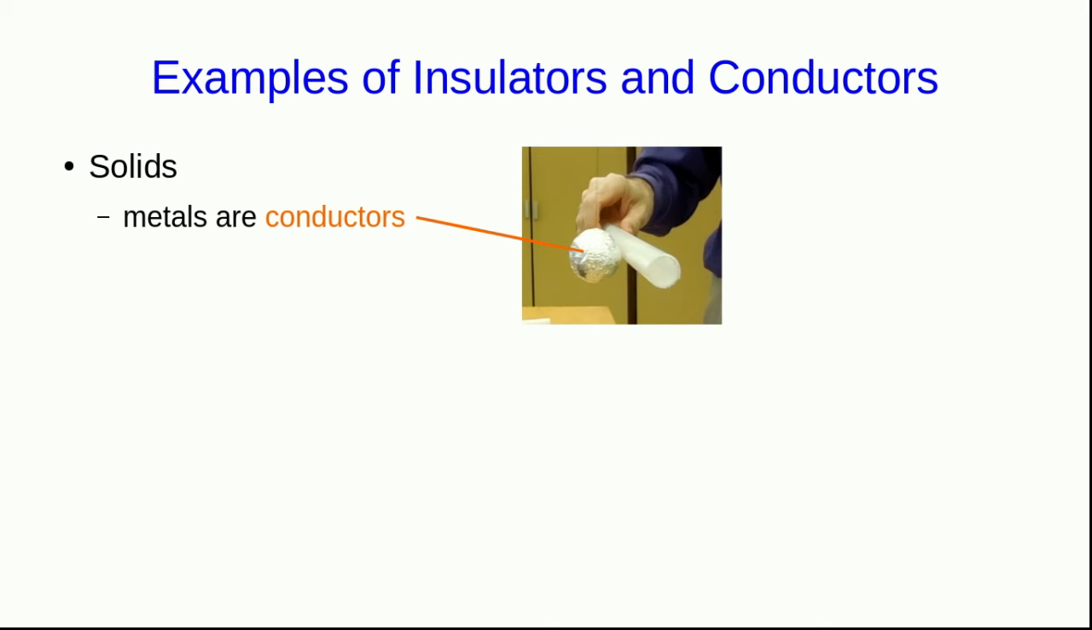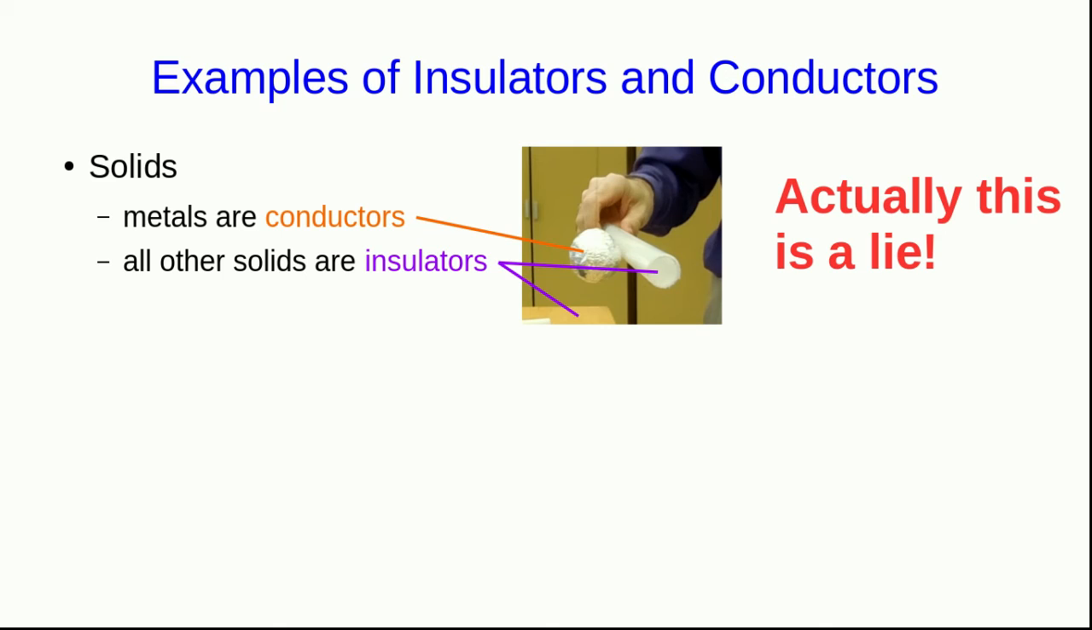Whether an object is an insulator or a conductor is a property of the materials it's made out of. Among solids, metals are conductors, such as the aluminum in the aluminum foil covering the ping pong ball. All other solids are insulators. Well, actually, that's kind of a lie. Pretty much all metals are good conductors to one extent or another, and there are a few non-metallic solids that are conductors, but for the most part, all other solids are insulators, at least at room temperature.